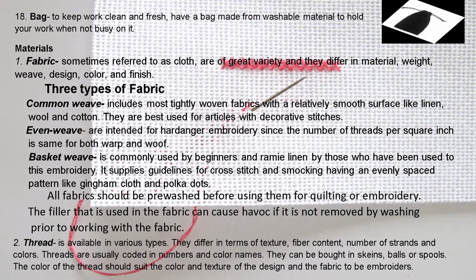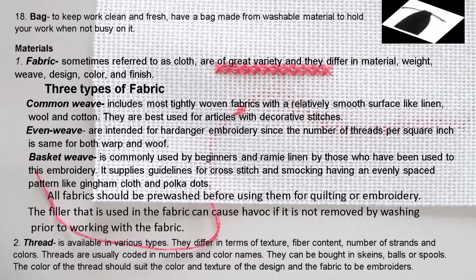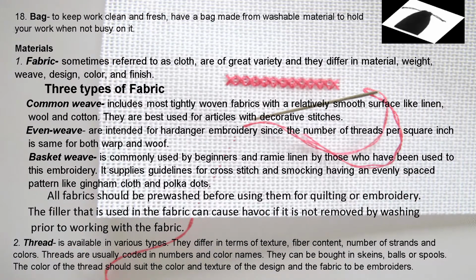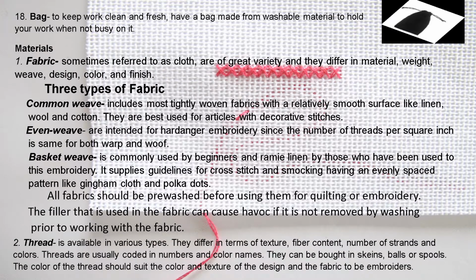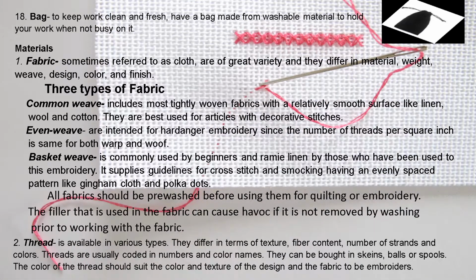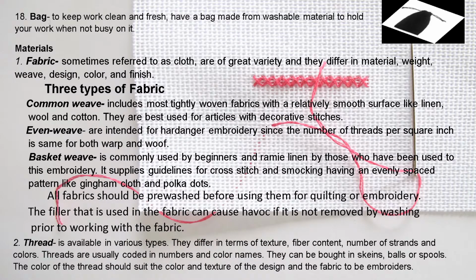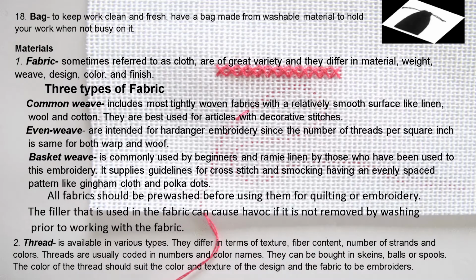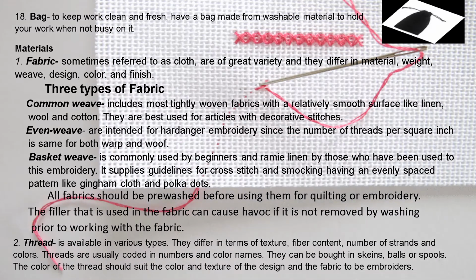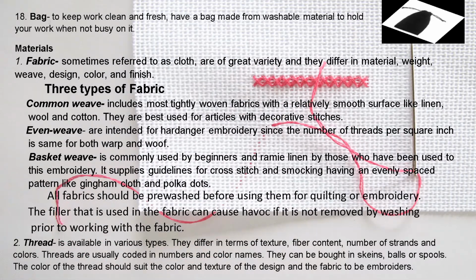The second material we have is the thread. Thread is available in various types. They differ in terms of texture, fiber content, number of strands, and colors. Threads are usually coded in numbers and color names. They can be in skeins, balls, or spools. The color of the thread should suit the color and texture of the design and the fabric to be embroidered.